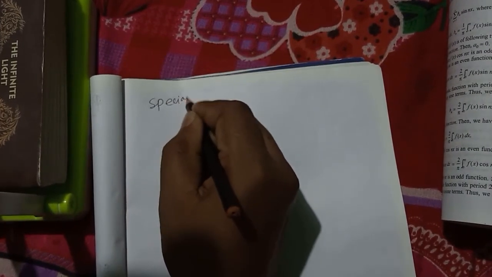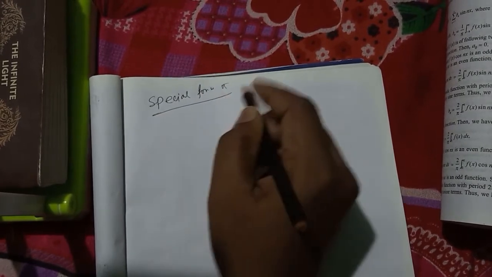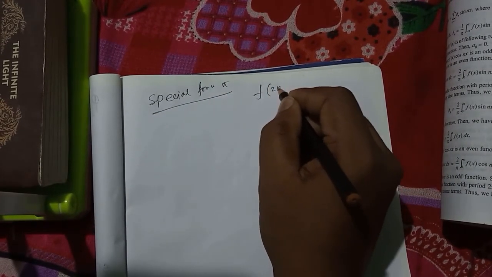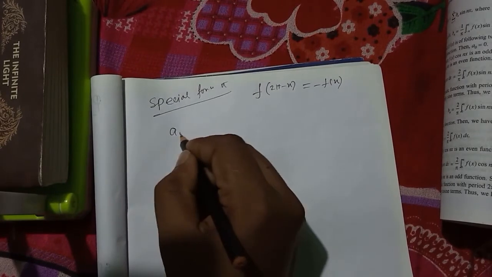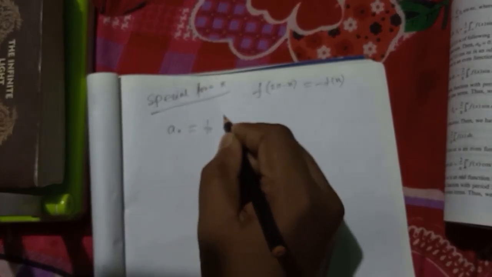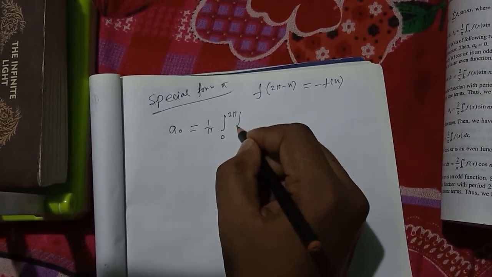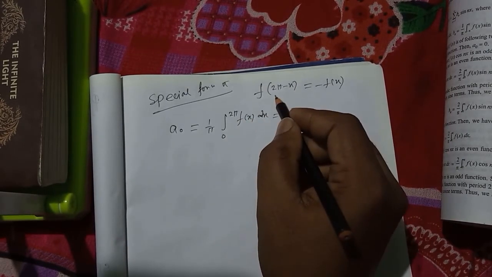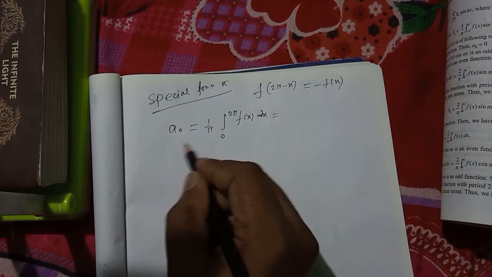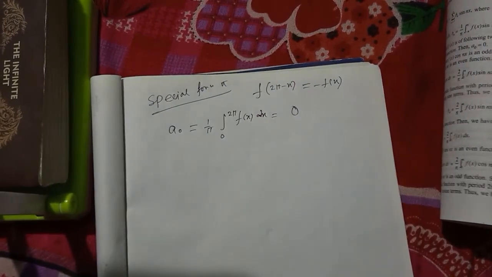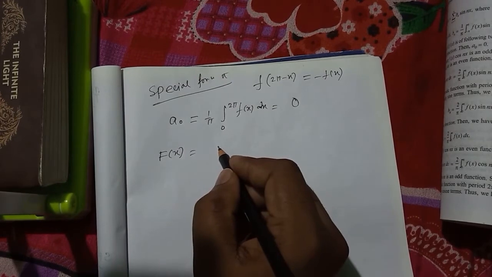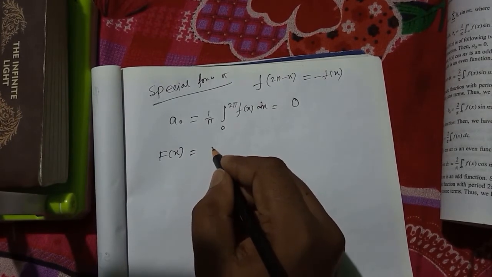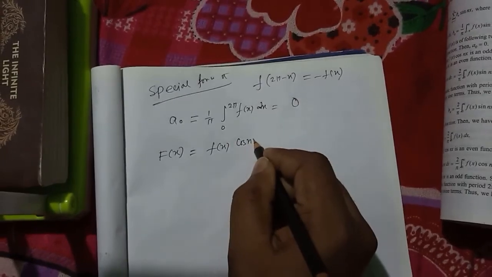Now a special form 2: if f(2 pi minus x) is equal to minus of f(x), then a0 is equal to 1 by pi integration from 0 to 2 pi of f(x) dx, and since f(2 pi minus x) is equal to minus f(x), this will be 0. Therefore a0 is equal to 0, and let capital F(x) be the same as previous, f(x) cos(nx).